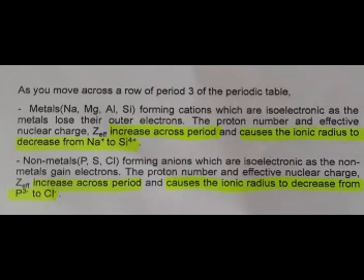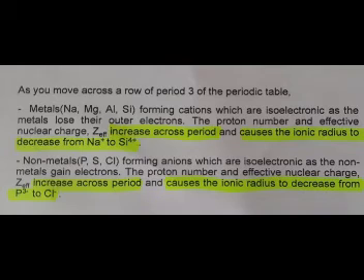Next question. Which of the following arrangement shows the order of increasing ionic radius? And the answer is A. We can determine the answer using the variation in the ionic radii across period 3.